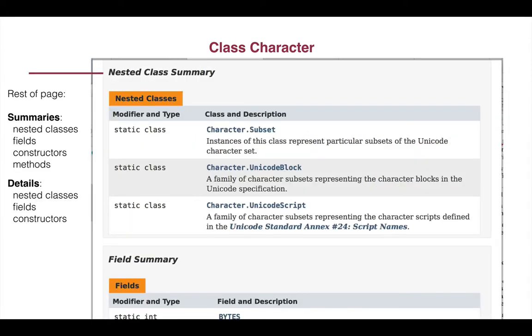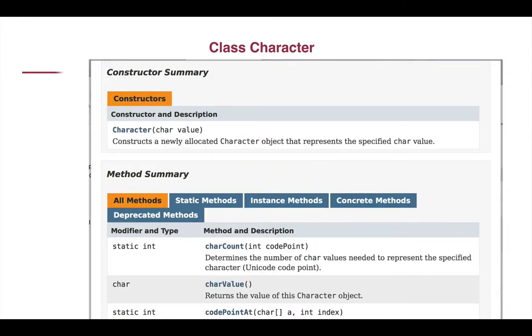Scrolling down the page, we find sections like nested class summary and field summary, which we need not look at now. Scrolling further, we get to the summaries of constructors and methods. For any class, these are the most important sections to look at. We'll concentrate on the method summary to explain how all this works. The method summary shows all methods, but you can restrict it to only static methods or instance methods and so forth by clicking the appropriate link.